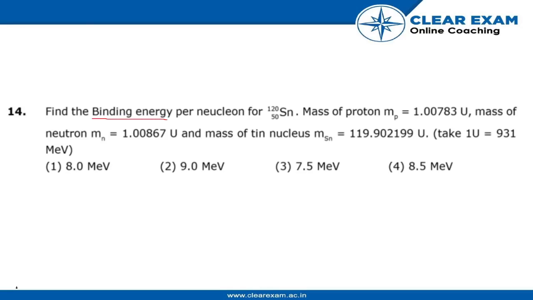Find the binding energy per nucleon for tin with nuclear mass 120. Mass of proton is given as 1.00783 Dalton. Mass of neutron as 1.00867 Dalton, and mass of tin nucleus as 119.902199 Dalton. And we take 1 Dalton as 931 mega electron volts.